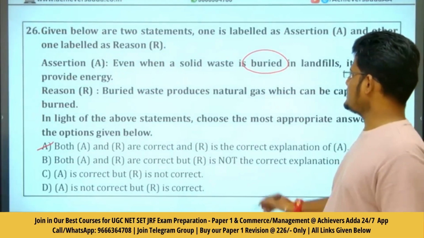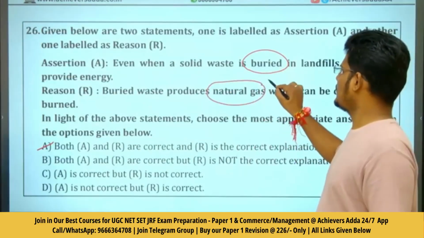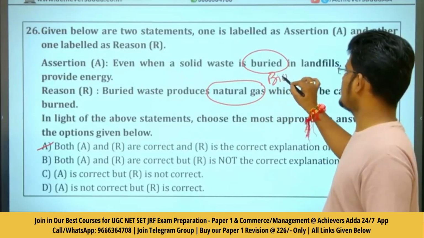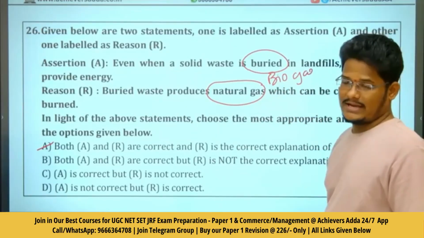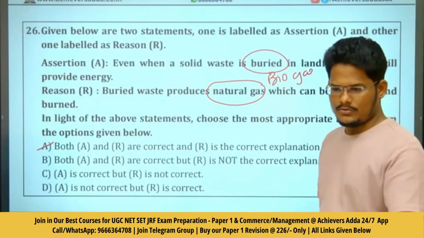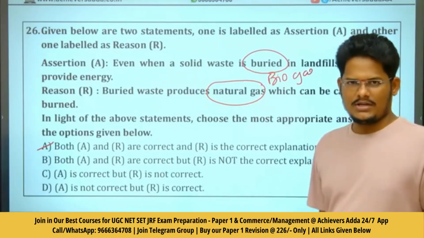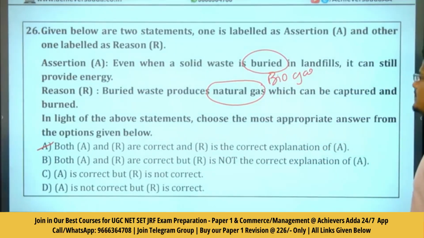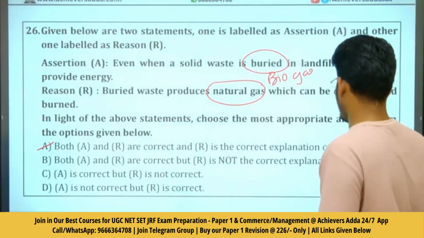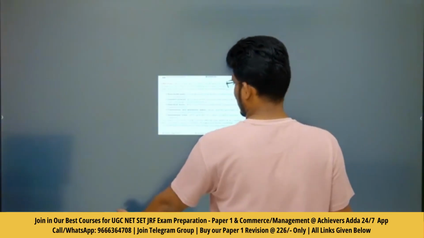Buried waste produces natural gas, like gobar gas. Biogas is there, right? The gobar gas. When waste is thrown onto the land, it will produce energy which can be used for home consumption purposes. It can be used for burning, acting like a gas.